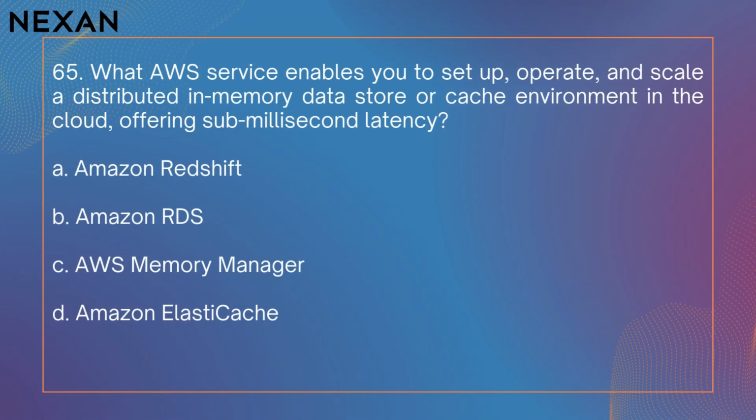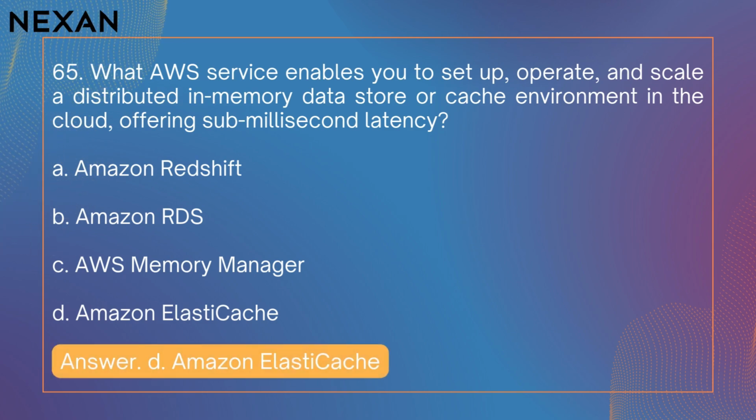65. What AWS service enables you to set up, operate, and scale a distributed in-memory data store or cache environment in the cloud, offering sub-millisecond latency? A. Amazon Redshift. B. Amazon RDS. C. AWS Memory Manager. D. Amazon ElastiCache. Answer: D. Amazon ElastiCache.